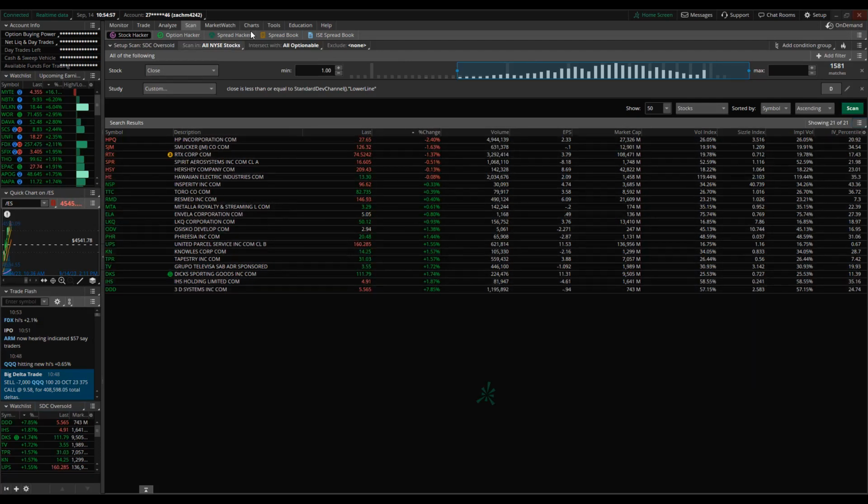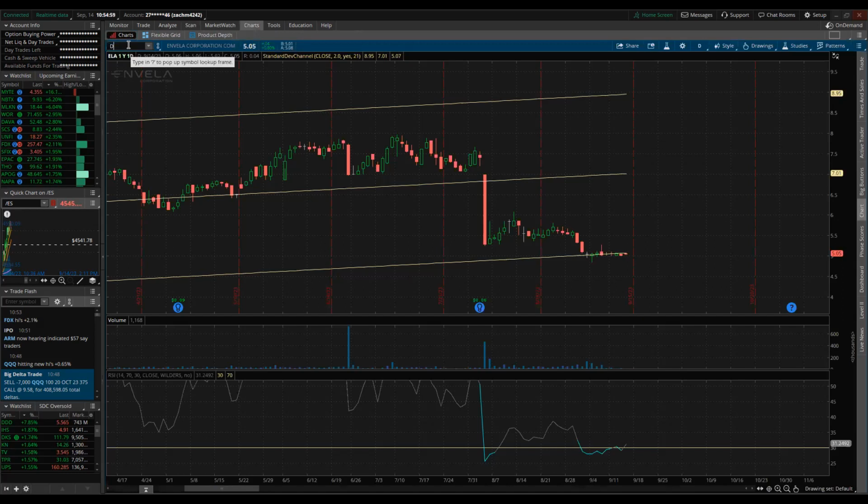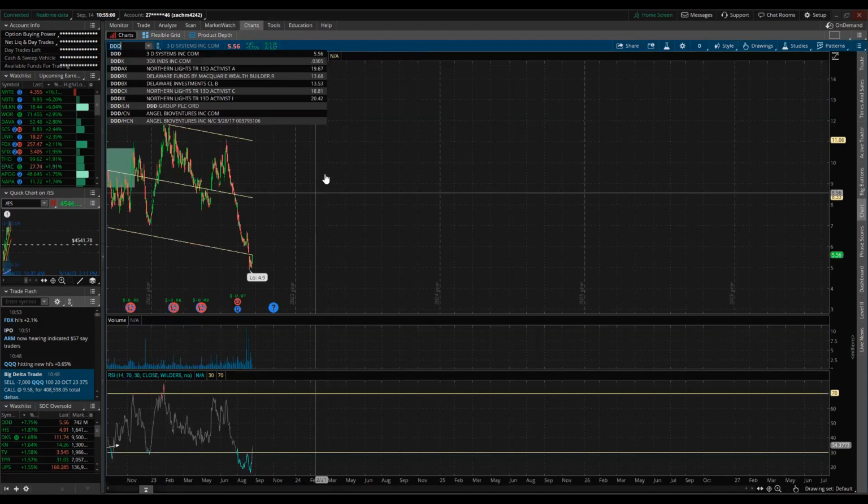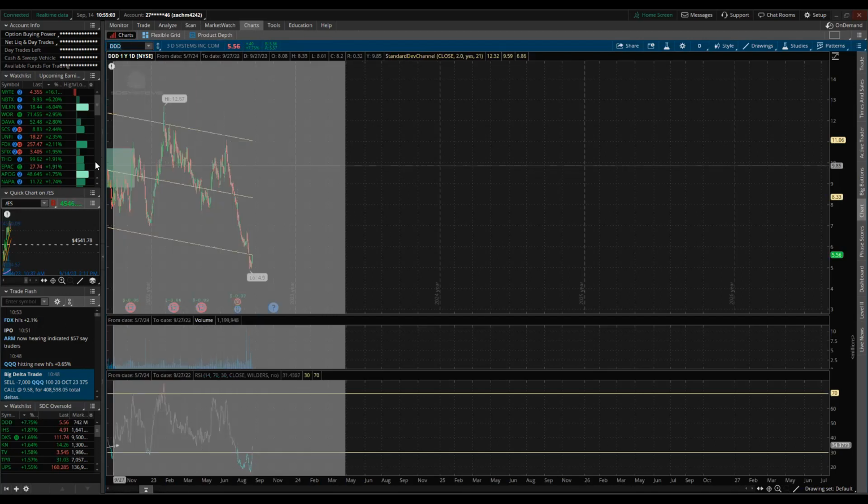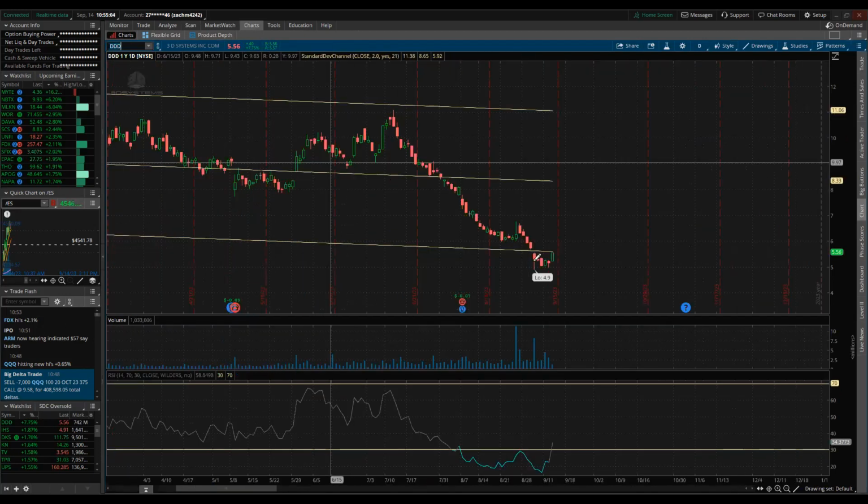Triple D, if we look at DDD, this is one I was actually looking at yesterday. And the reason being was because it was trading below its standard deviation channel, right? And you can see today it's had a very strong rebound, okay, rallying up over 7.8% currently today, trying to get back within that standard deviation channel.